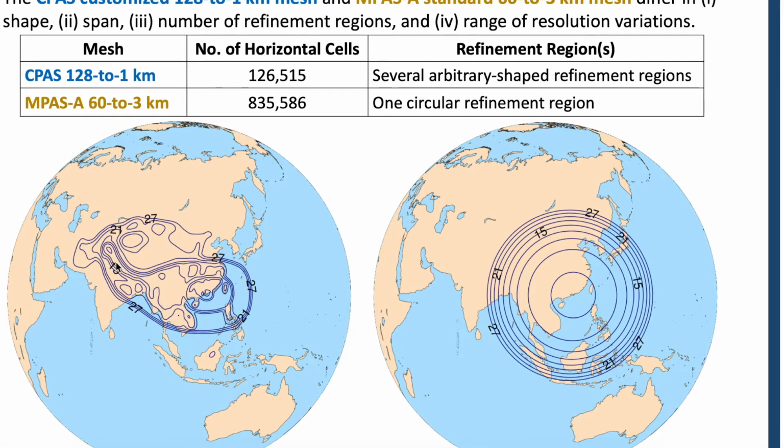Here is the result. The Himalayas have finer resolution. But for the rest of the globe, we use very coarse resolution, 128 km, to save computational resources. We compare this customized mesh with the MPAS standard 60 km to 3 km mesh. Note that the customized mesh has 120-something thousand cells, while the standard mesh has 830-something thousand cells.